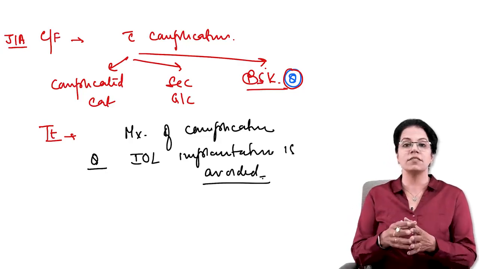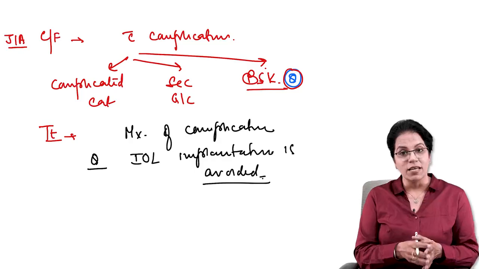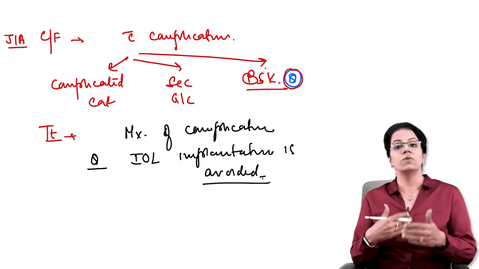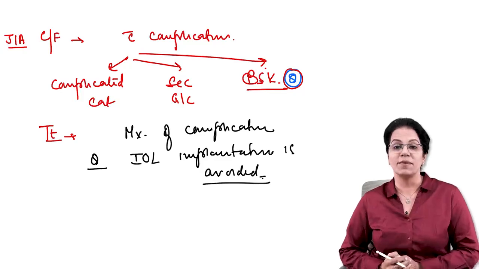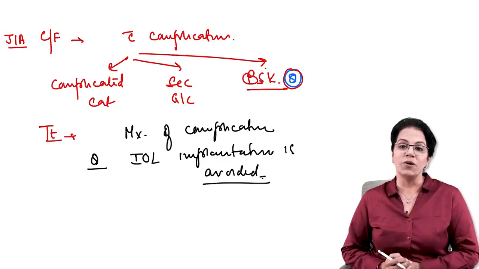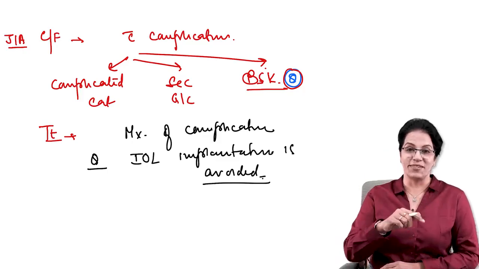This patient already has a slow smoldering inflammation in the eye. So if I am putting an IOL, is it going to aggravate the inflammation? Majority of the times, yes. Easily, we will try to avoid IOL, and this is your very important exam question.